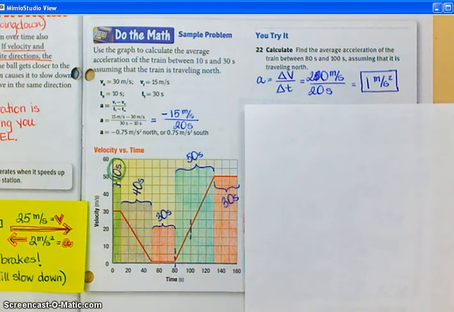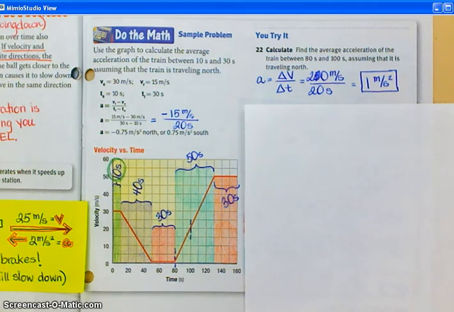So my acceleration, the answer to number 22, is change in velocity divided by change in time. That's going to be 20 meters per second divided by 20 seconds, and 20 divided by 20 is 1. So I get 1 meter per second squared.